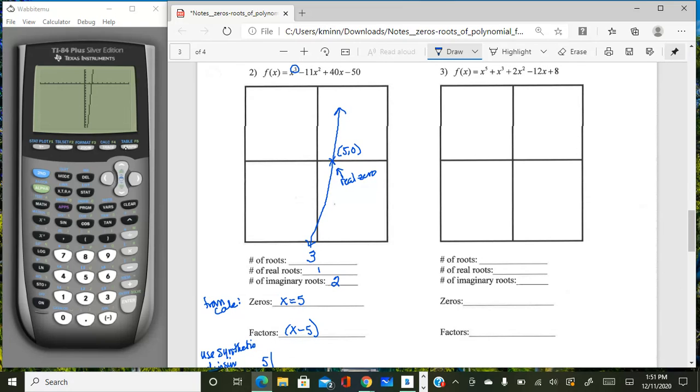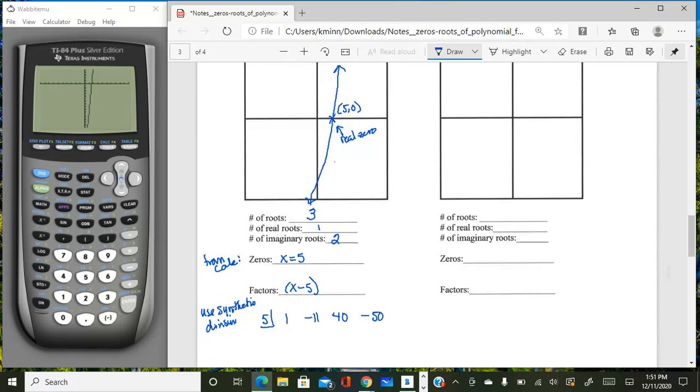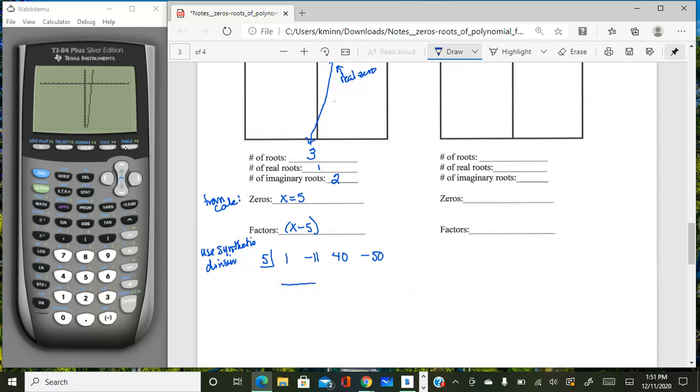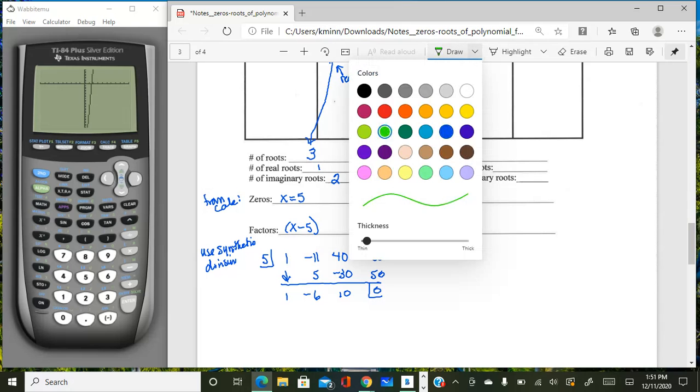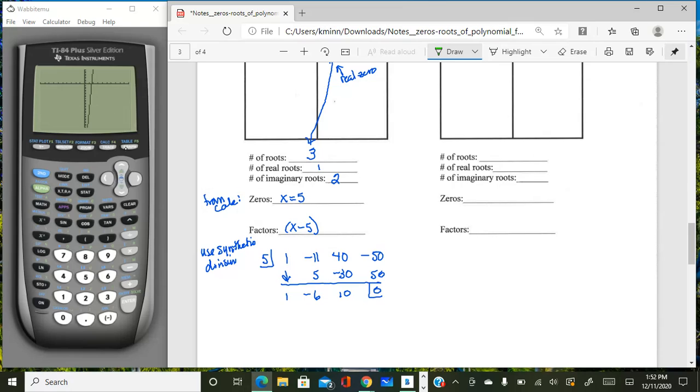So our coefficients are 1, negative 11, 40, and negative 50. We don't need to skip any or have any placeholders. We have everything. So we bring down the 1, and we multiply. Add this up, we get negative 6. So we end up with negative 30, which makes this 10, making this 50. We finally get a remainder of 0. From this synthetic division, we end up with the polynomial that is x squared minus 6x plus 10.